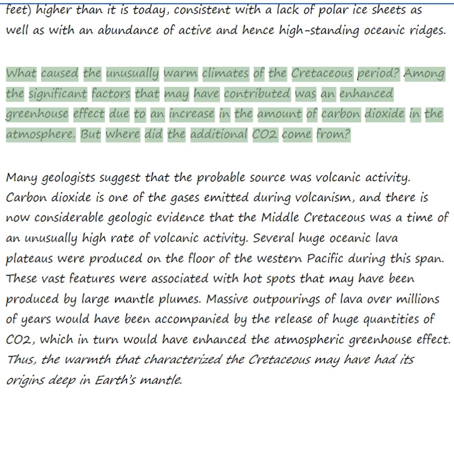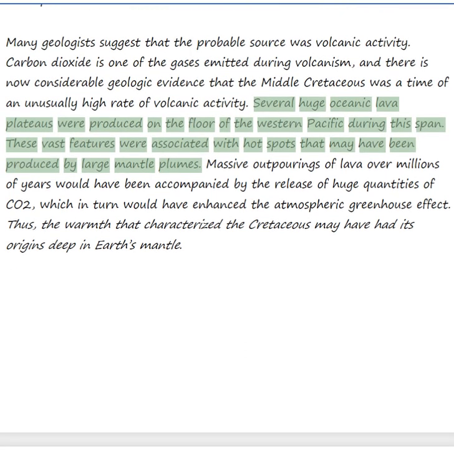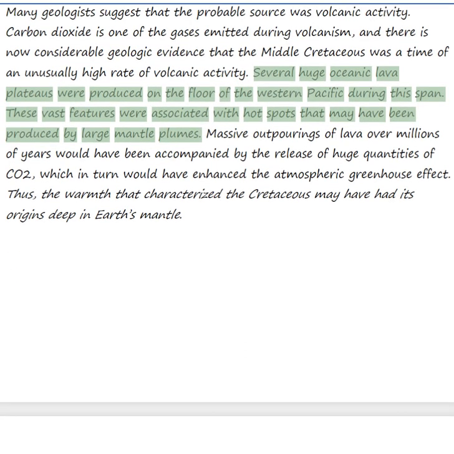But where did the additional CO2 come from? Many geologists suggest that the probable source was volcanic activity. Carbon dioxide is one of the gases emitted during volcanism, and there is now considerable geologic evidence that the Middle Cretaceous was a time of an unusually high rate of volcanic activity. Several huge oceanic lava plateaus were produced on the floor of the western Pacific during this span. These vast features were associated with hot spots that may have been produced by large mantle plumes.